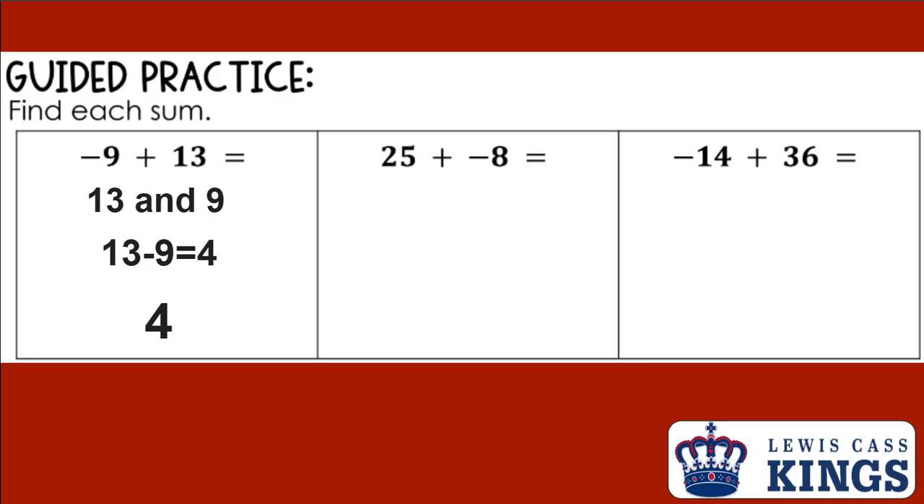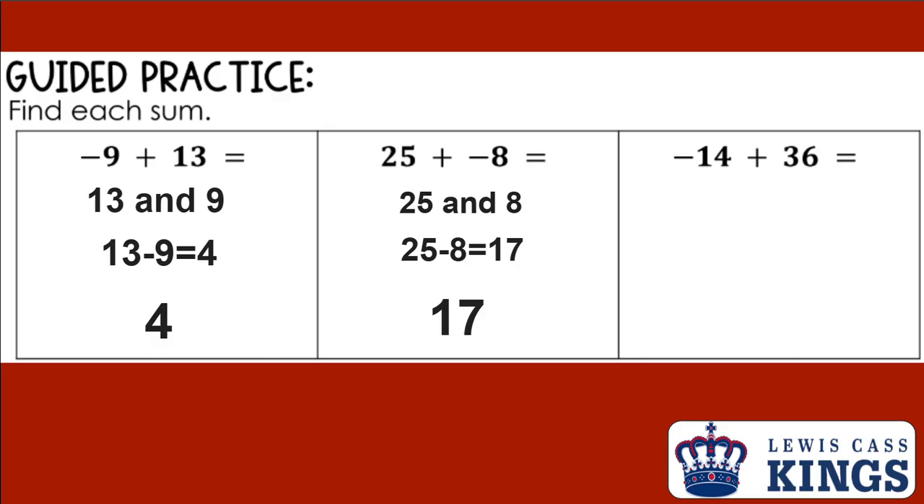All right, we're going to do the same process on the next one, 25 plus -8. So our absolute values are 25 and 8. Now we need to subtract the lesser absolute value, which is 8. So we're going to do 25 minus 8, which is going to give us 17. Now to find out the sign of our number, we need to look at the greater absolute value, which is 25. And 25 has a positive sign, or just no negative sign in front of it. So we know that our final answer is going to be positive. So our answer is positive 17.